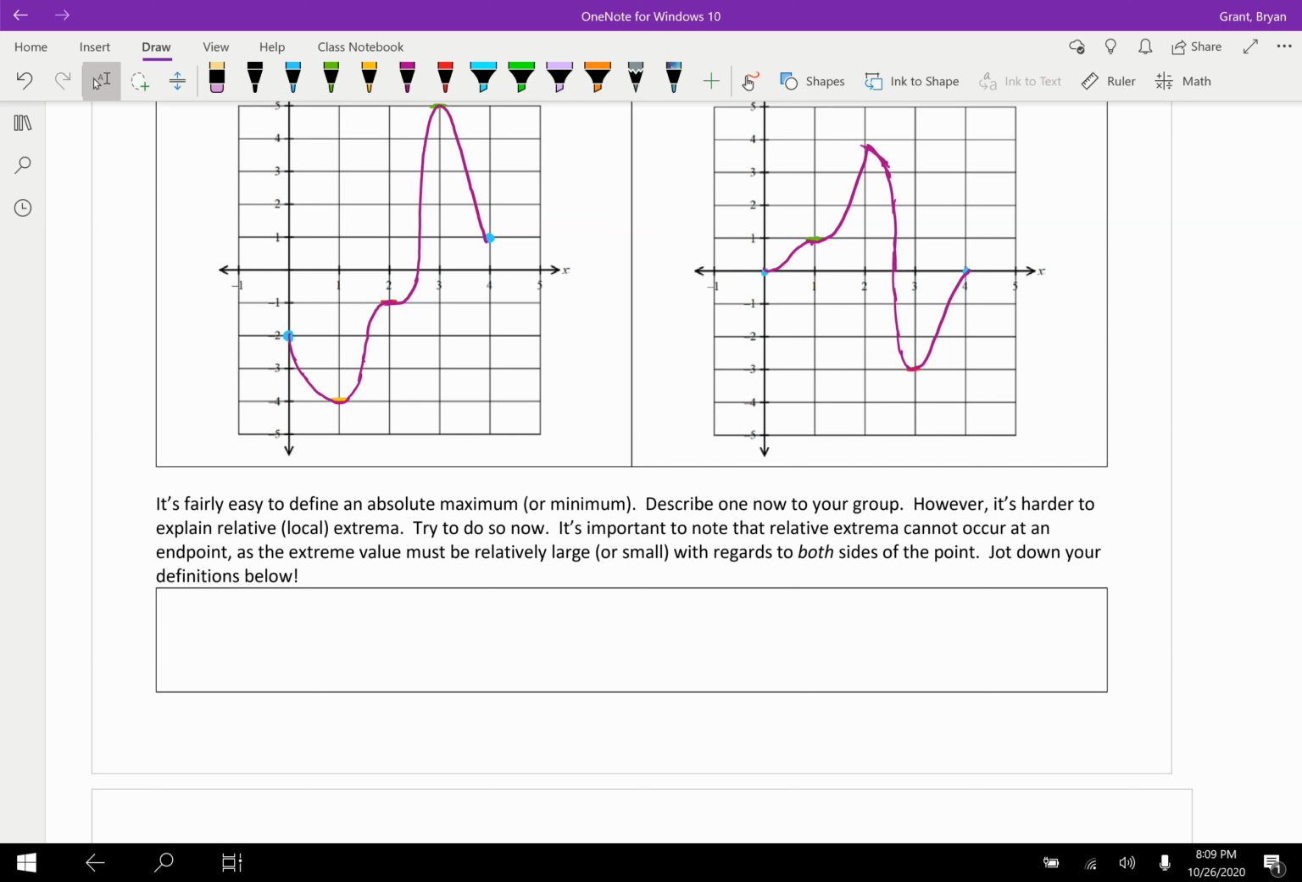A lot of people tend to say, oh, it's like when it curls back up around, and you're kind of right, it is when it curls back up around. But yeah, it's pretty tricky.